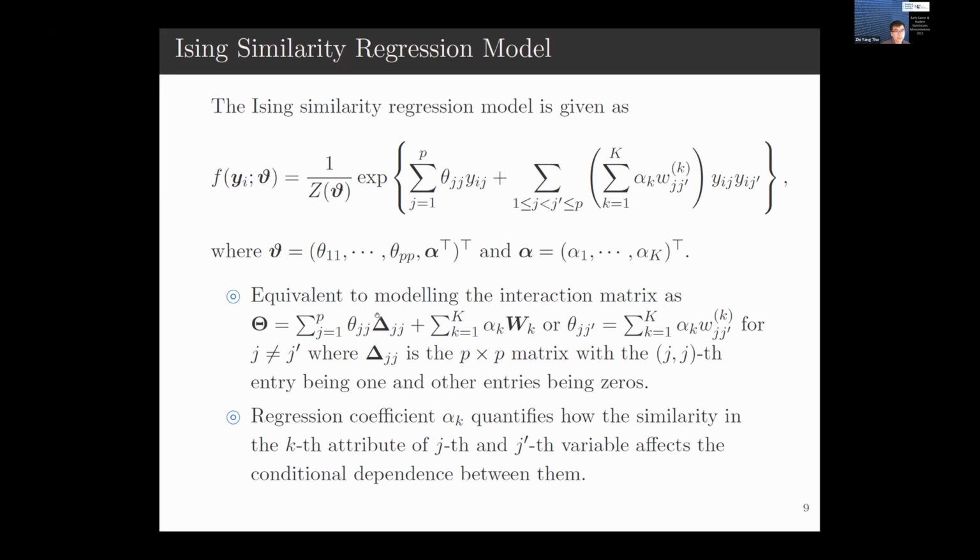Another way to look at this is you can also write this interaction matrix theta as a linear combination of all these symmetric matrices, and those theta_jj and alpha_k would just be the coefficients. This regression coefficient alpha_k quantifies how the similarity in the kth attribute of the j and j prime senators affects the conditional dependence between the two senators themselves. Our aim is to make use of the estimated value for this alpha_k to allow us to draw a link between the similarity and the conditional dependence among the senators.